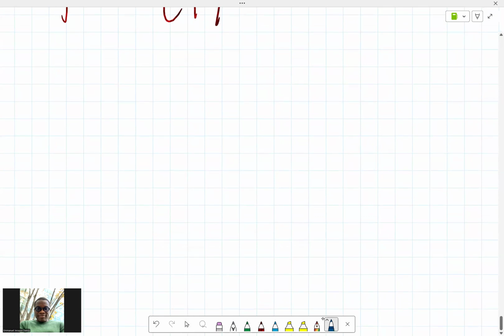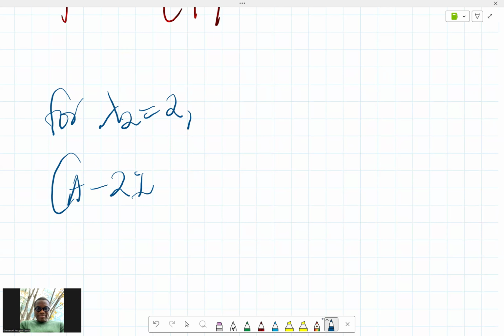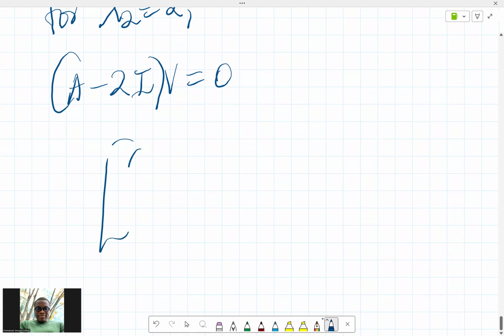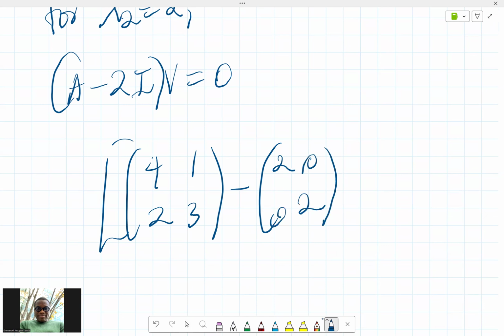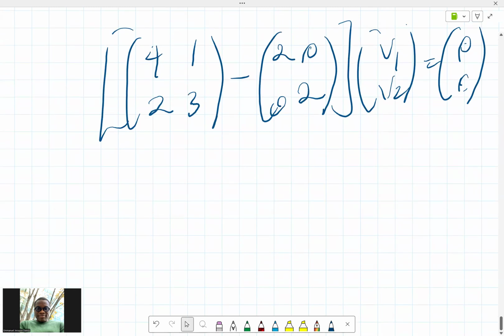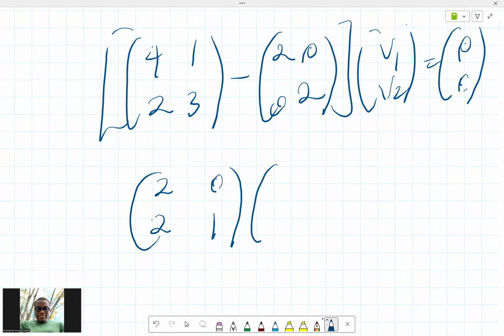So what about for lambda 2 now, which is equal to 2. So we have A minus 2I times v equals 0. So that will now be A, which is 4, 1, 2, 3, minus 2, 0, 0, 2, all that into v1, v2, which is equal to 0, 0. That's how the setup looks like. Yeah, so we now have 4 minus 2, 1 minus 0, 2 minus 0, 3 minus 2, so that we have this times v1, v2 equal to 0, 0.